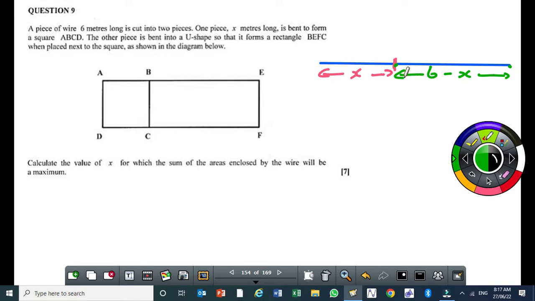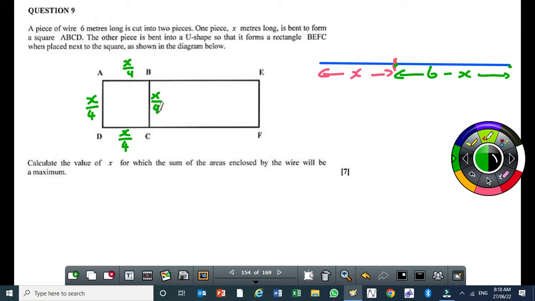Because this piece which is X meters long is then bent to form a square, what would be the length of each side of that square? It will be X over 4. Remember, a square has got 4 sides. The total length is X. Alright? So it means each side is going to be X over 4. The reason why it's X over 4 is because if you add X over 4 four times, you get what? X.